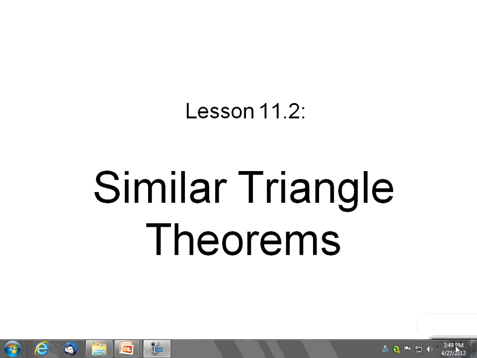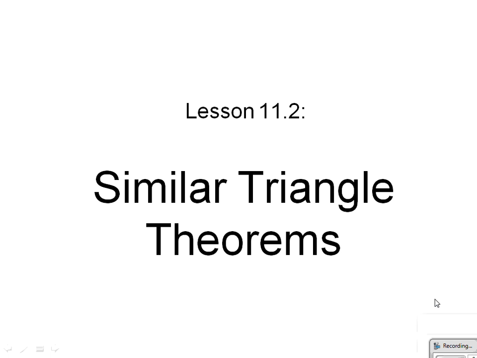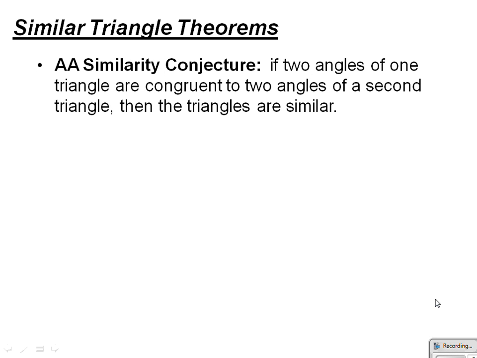Lesson 11.2, Similar Triangle Theorems. Now, to prove whether or not triangles are similar, we have a few theorems to help us out. The first one is the AA Similarity Conjecture, which says that if two angles of one triangle are congruent to two angles of a second triangle, then the triangles are similar.